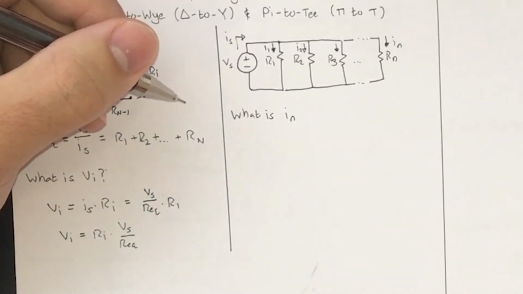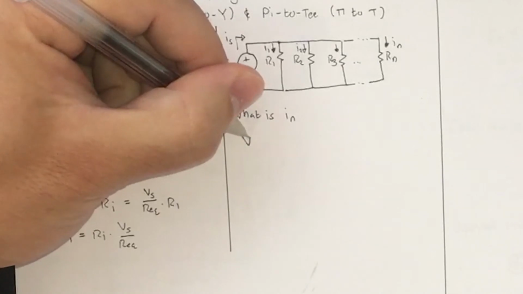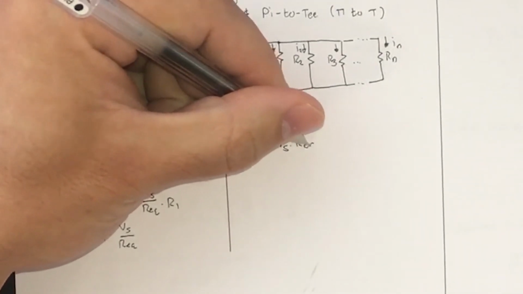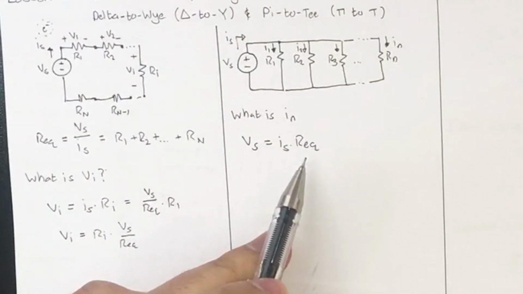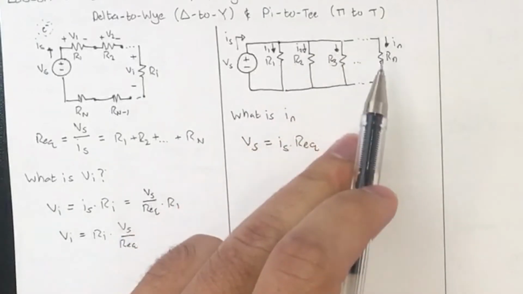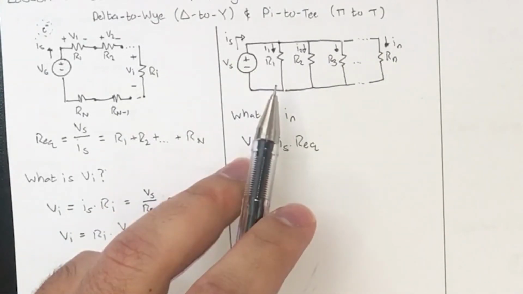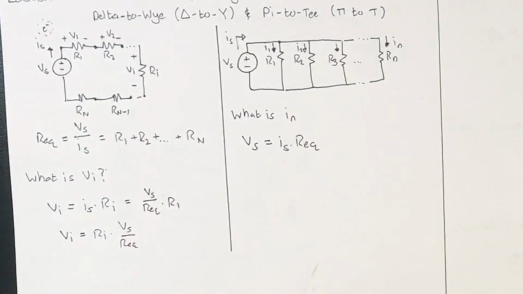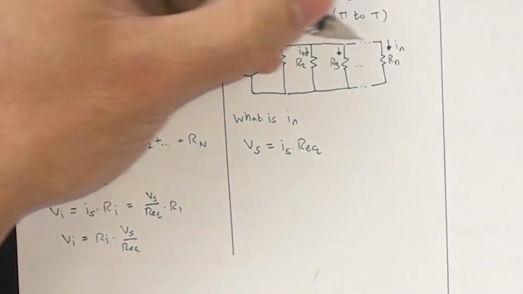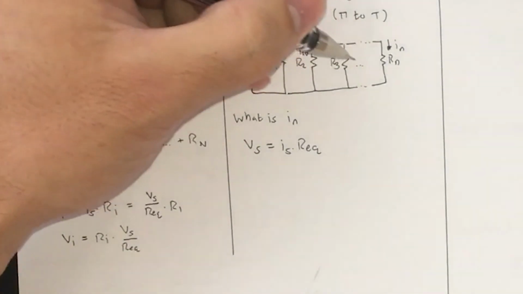Again, we can use Ohm's law. So Vs equals Is times R equivalent. So this is the parallel combination of all of the resistors, as we did in the previous lesson, simplifying resistors in parallel. Let's note, as I said earlier, Vs is the same over all of these different resistors.